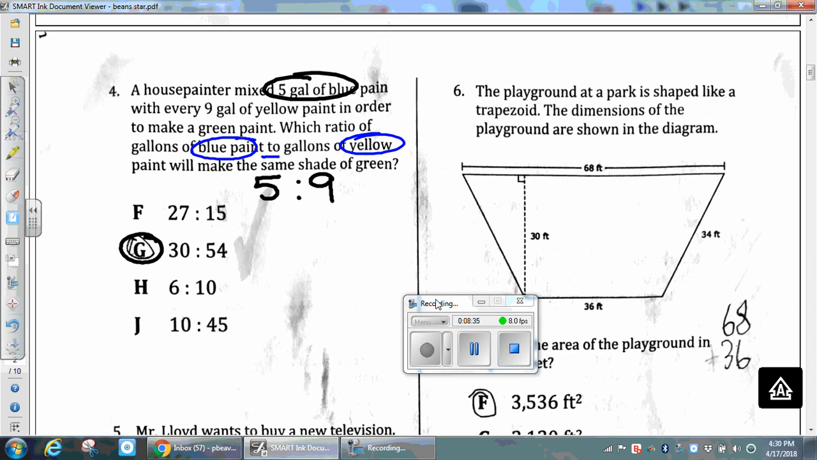Now I know none of those answers looks the same, but here this one, you got it right. So if we were to multiply this by 6, we will get something like 30 to 54. Like if we wanted to make 6 times the amount of that mixture. So yes, that is correct. So good job on that. Let's move on to number 5.